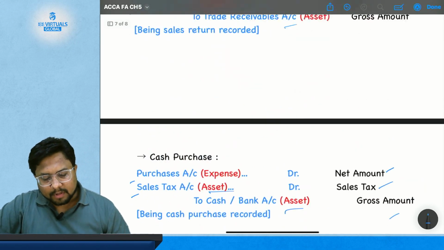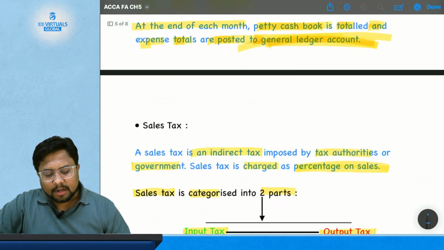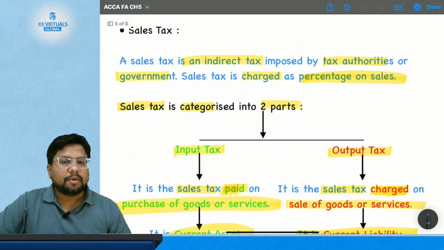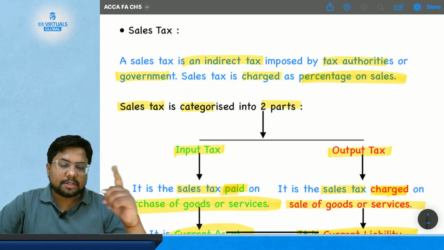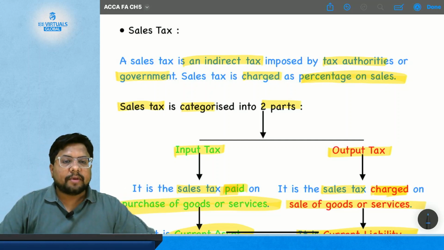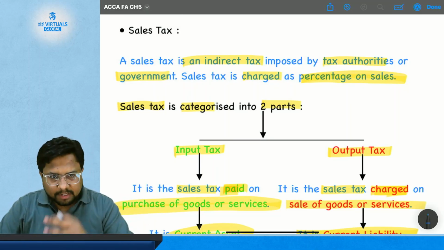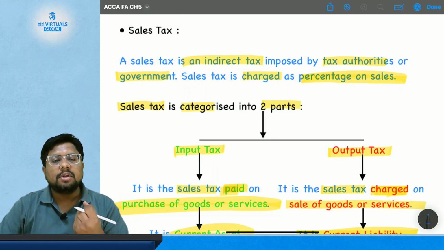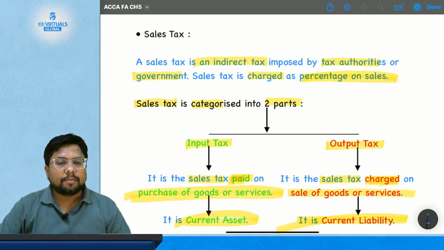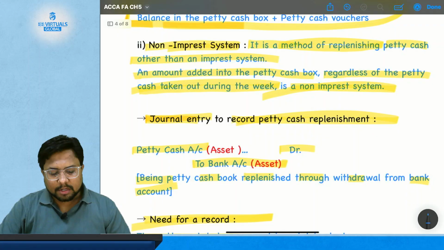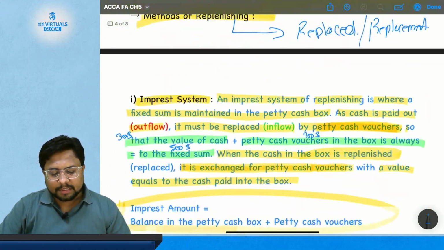With this, we have completed one of the most important topics, that is sales tax. Okay, all these concepts will be used in the chapter where we need to prepare financial statements. So here we have to make our base so strong that we do not make any mistake when it comes to the chapter on preparation of financial statements. Okay, so we are done with the sales tax topic.